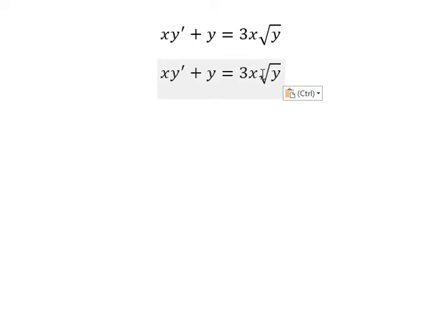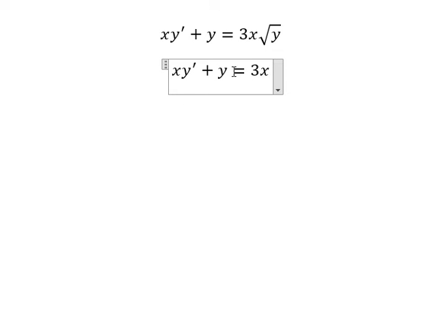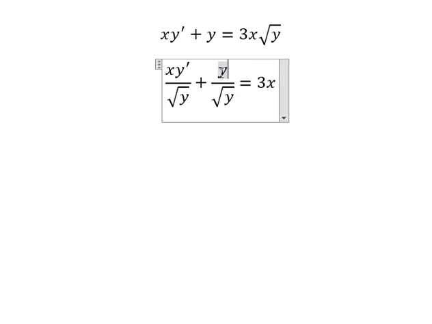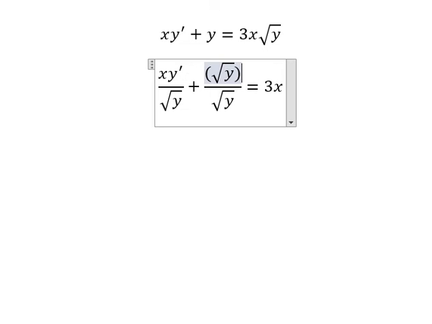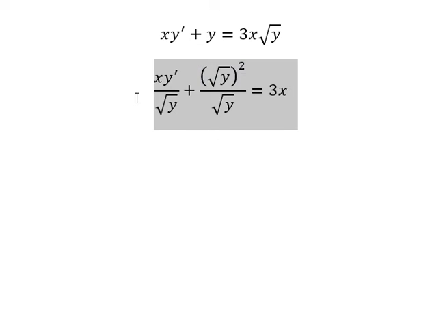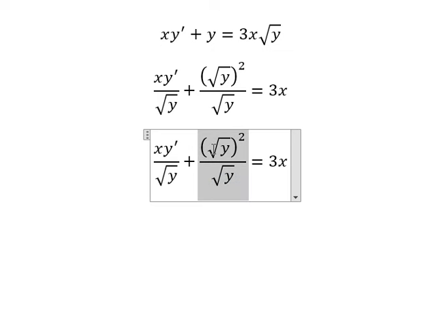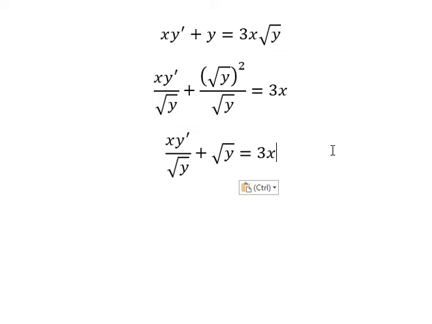We need to divide both sides by the square root of y. We know that y in here is the square root of y to the power of 2. So we simplify the square root of y. You will get the square root of y in here.